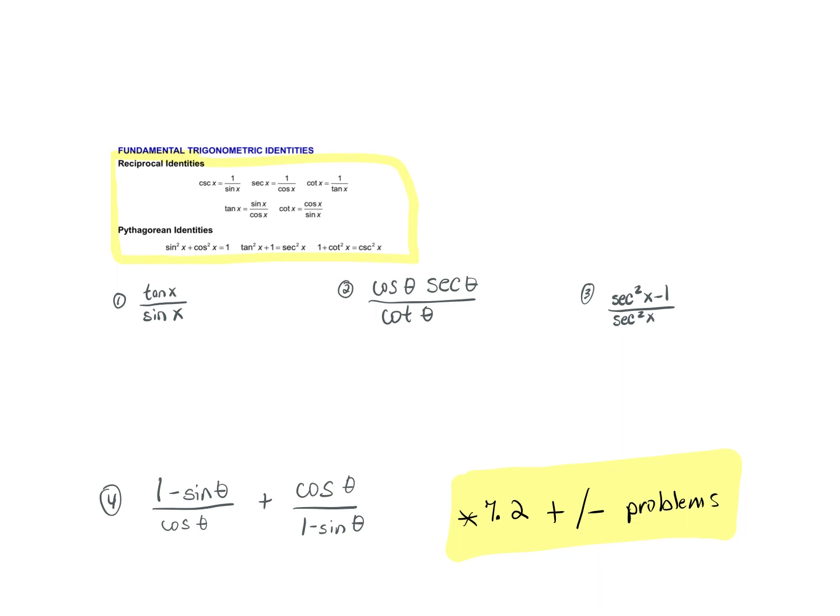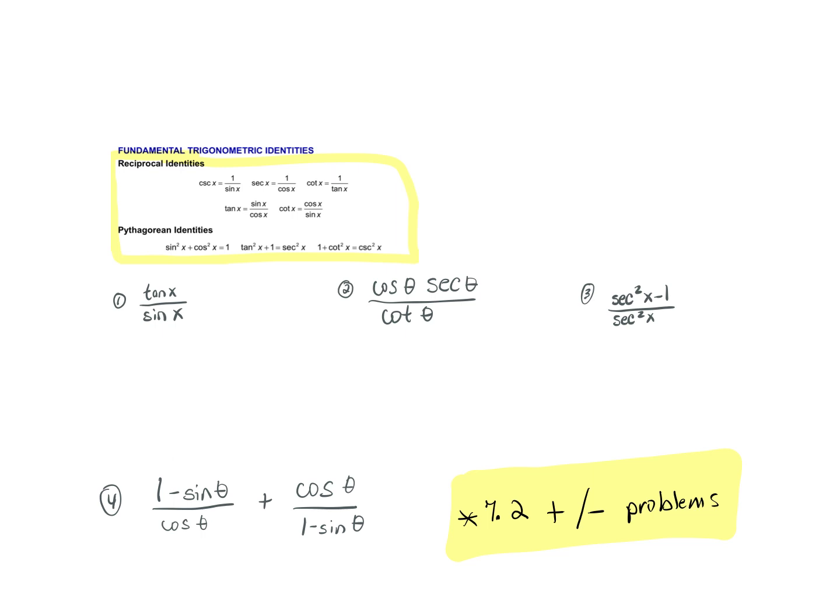All right, you guys will be given all of the identities, the reciprocal ones, the Pythagorean ones. You'll be given all the sum and difference formulas, that's the sine of u plus v, sine times cosine plus, whatever. You will also be given the unit circle.